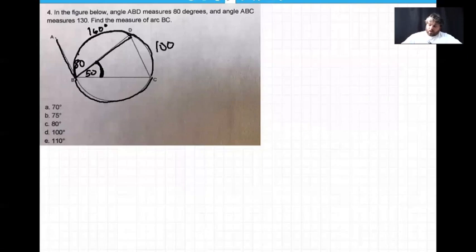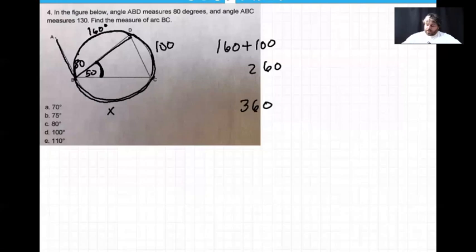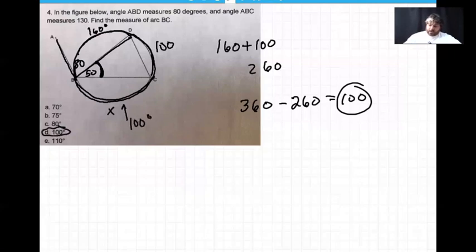Well, look what's happening here. We've got two arcs that we know, and then this third arc that we don't know. Well, this just has to add up to 360. So we've already used up 160 and 100. Well, that's 260. So how much is left? Well, you take 360 minus 260, you get that there's 100 left, which means that this arc has to measure 100 degrees. So answer choice D is correct.